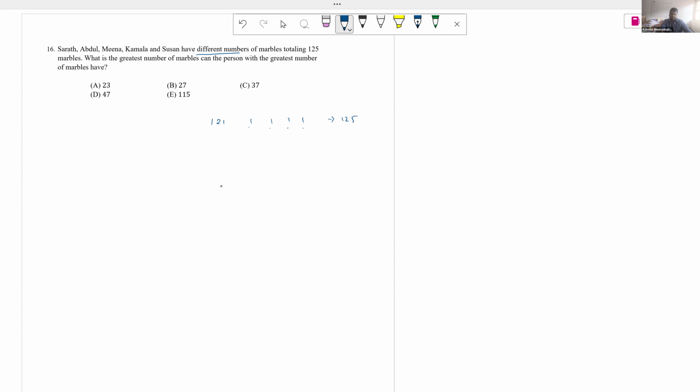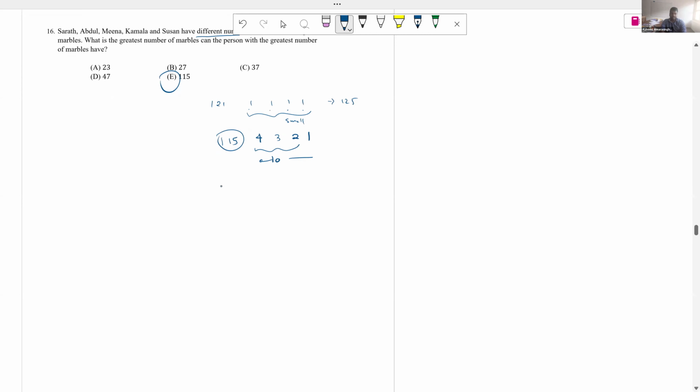So if I want to make this smaller, I will use 1 here because they have marbles, so you can't have 0. And then 2 is the next possible number, which is different from 1. 3 is the next possible number, and 4 is the next possible number. So you should have a total of 10 marbles with 4 of them, and the other person can have 115 of them. So that is the greatest number of marbles a person can have in these conditions.